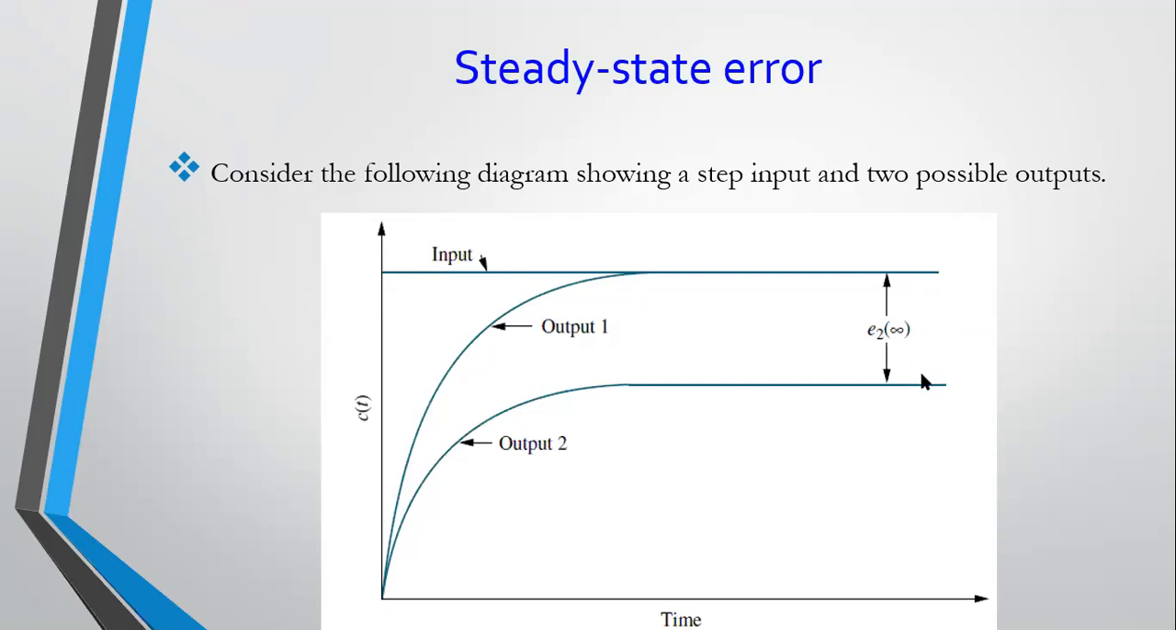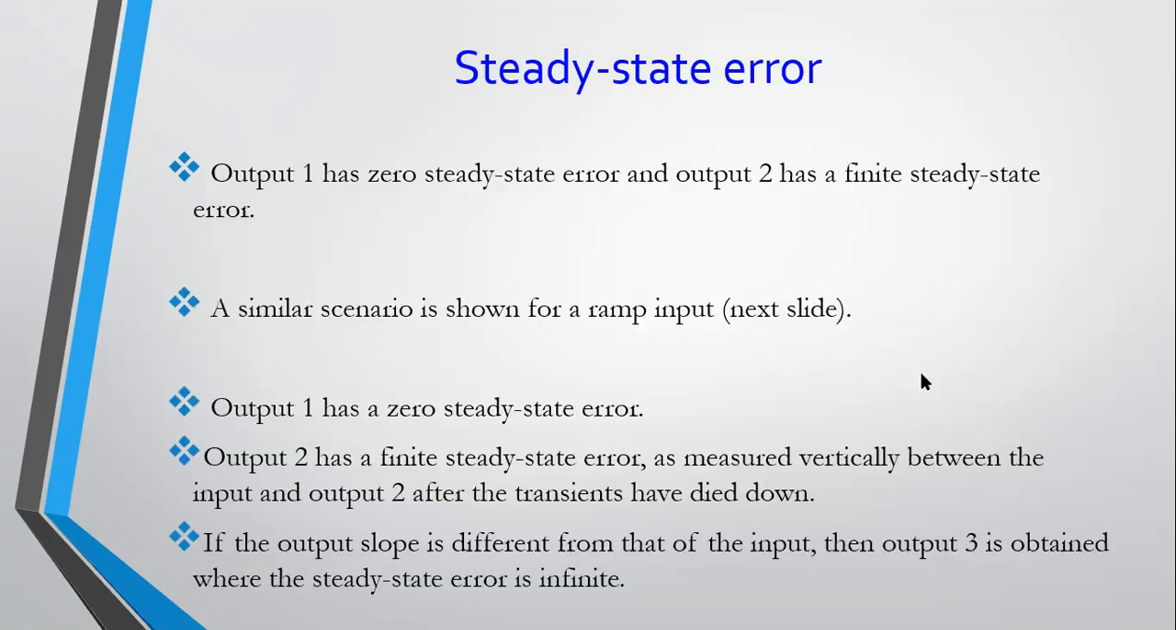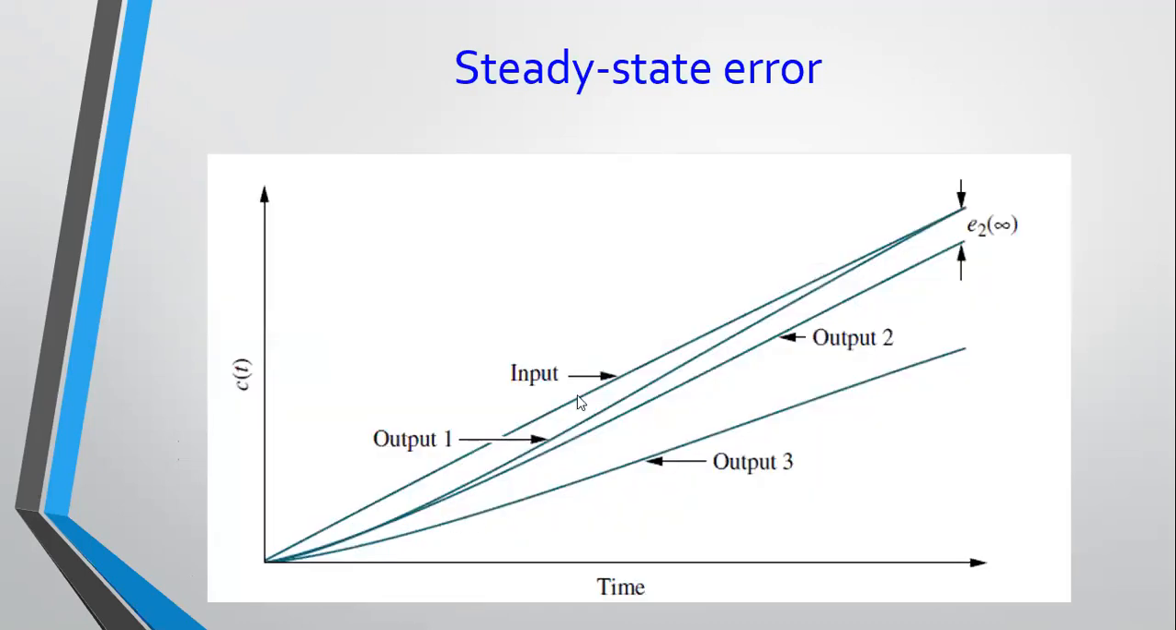Okay. Now, if we apply a similar scenario to a ramp signal, this is what we get. Again, you have a desired input, which is the ramp, something moving with constant velocity. If you look at output 1, we find that output 1 is able, over time of course, to reach a state where there's no difference between the input and the output. So here the error is 0.